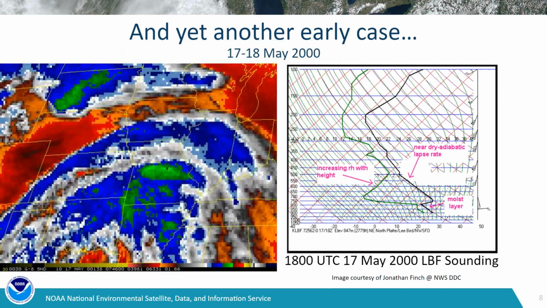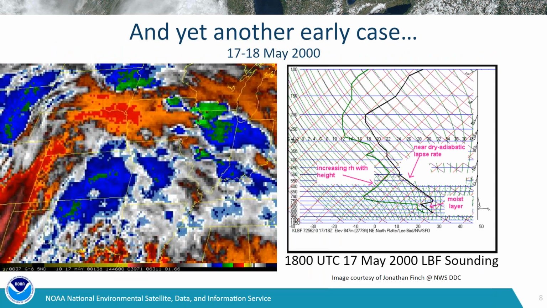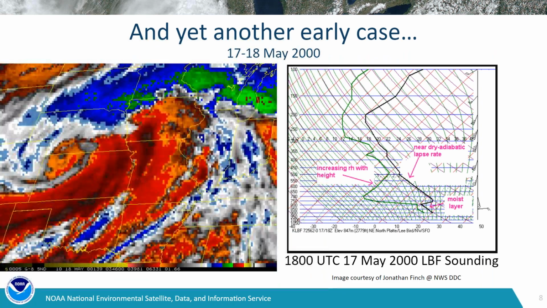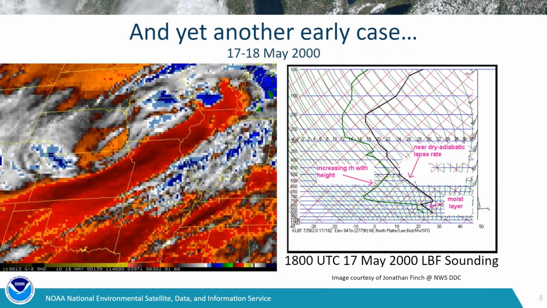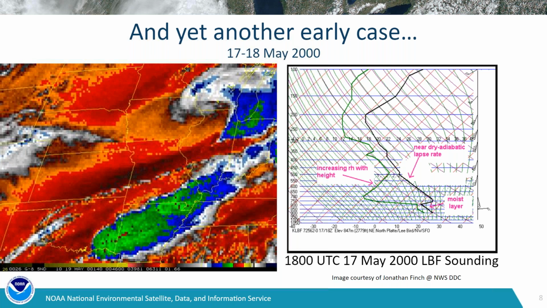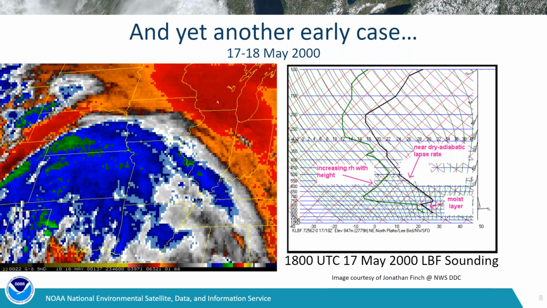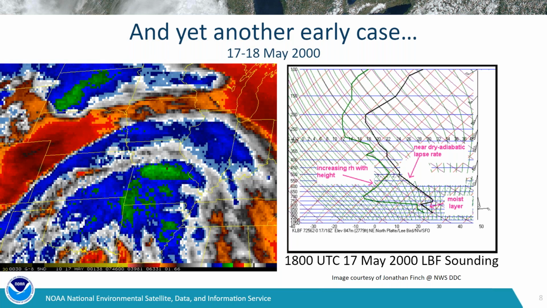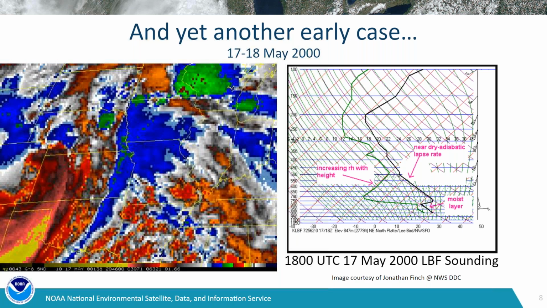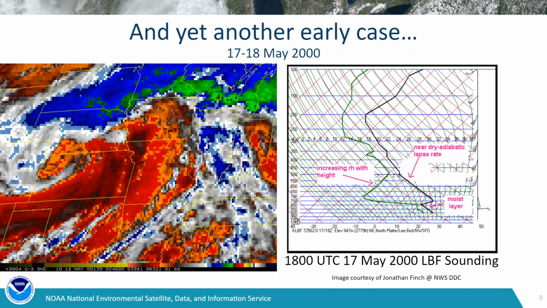Here's another example. This is from May 2000. Talking with Dan Bikos quite a bit, this is one of the events that he recalls as being just a classic example of being able to track that elevated mixed layer eastward with time. Great sounding from Jonathan Finch at Dodge City. You could see a well-pronounced elevated mixed layer, steep mid-level lapse rates through the middle portions of the sounding.